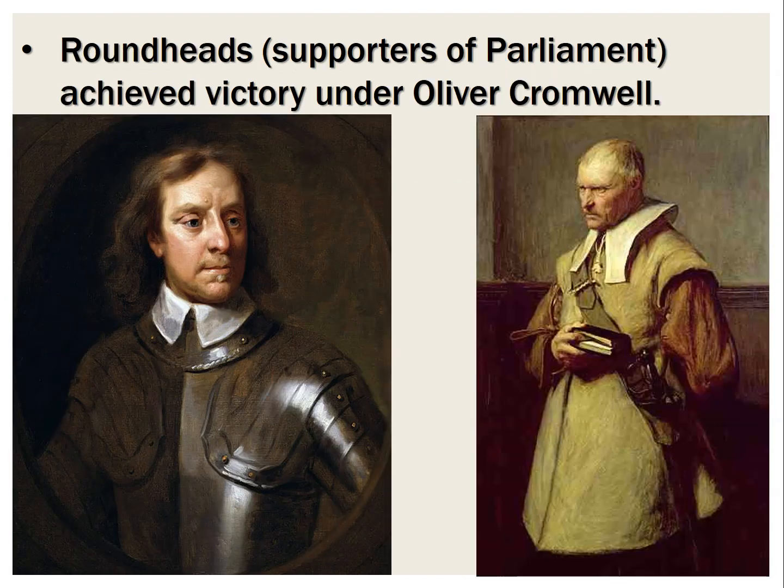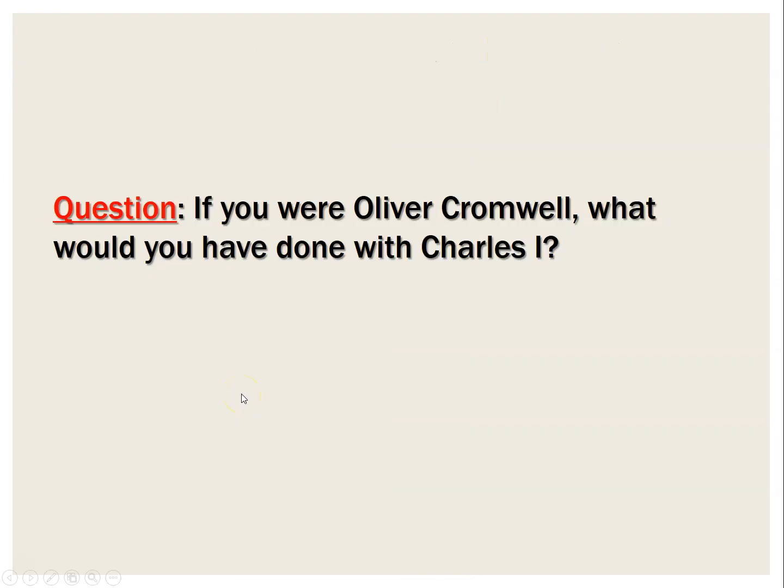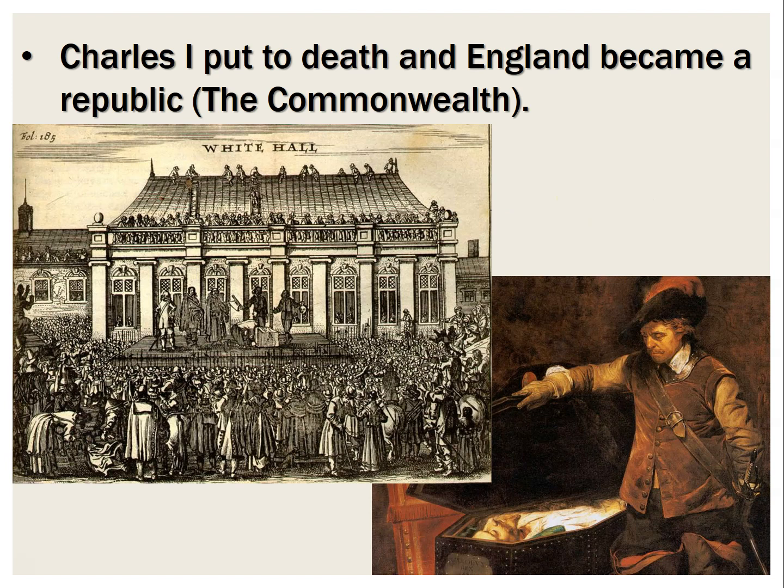Now, in this civil war, the opposition, who were supporters of Parliament, they called themselves the Roundheads, and the Roundheads eventually won this civil war largely because of the military prowess of a guy named Oliver Cromwell. This is Oliver Cromwell on the left there in his armor. Now, if you're Oliver Cromwell, you've just won the English Civil War, you've defeated Charles I, what do you do with him? That's the big question. What do you do with Charles I?